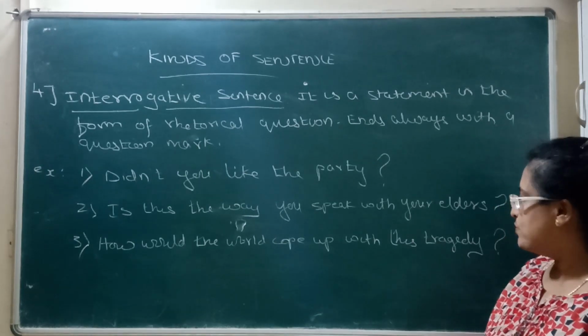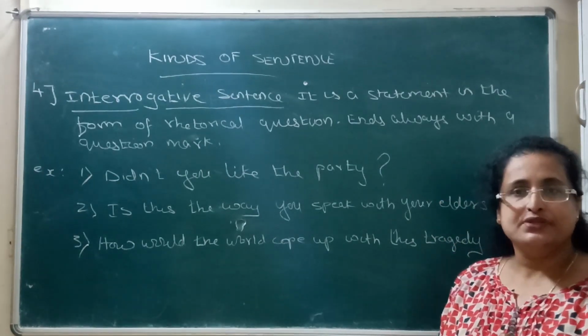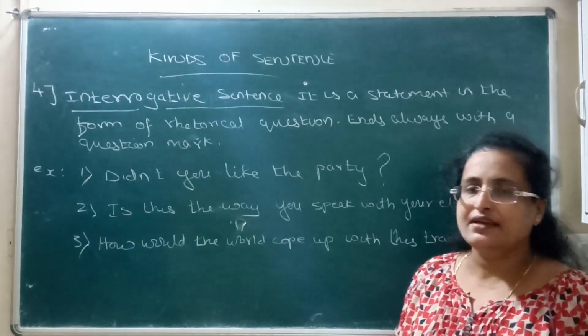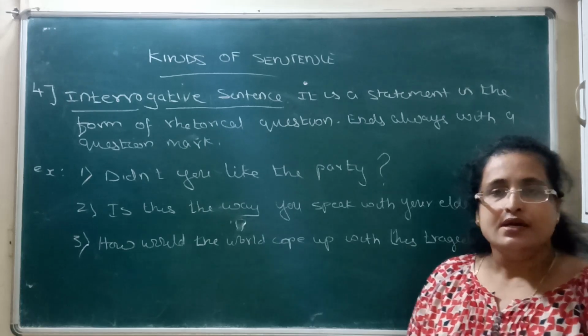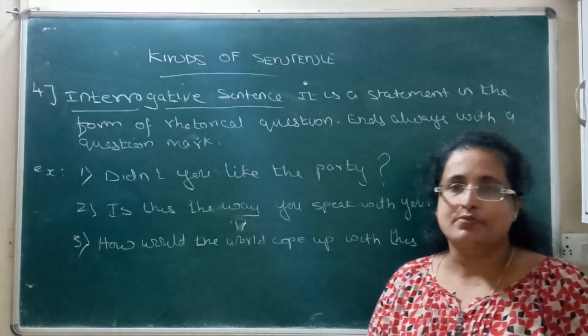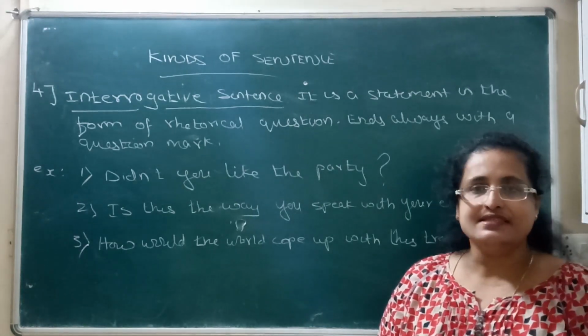How would the world cope up with this tragedy? Here it ends with a question mark. It is an interrogative sentence. Again, it's a special way of stating, okay, I don't understand, or the people don't understand how the world is going to cope up after the tragedy. That's what an interrogative sentence is.